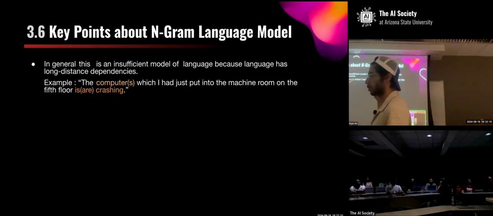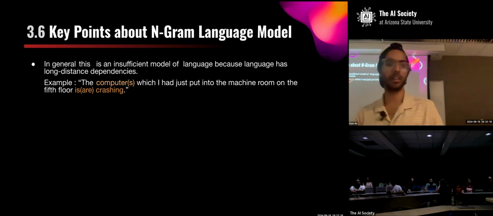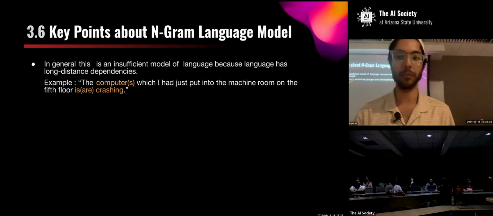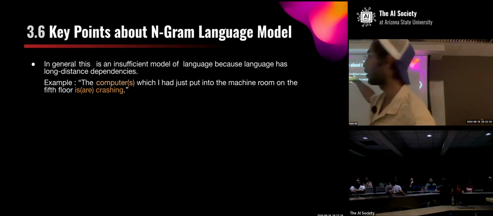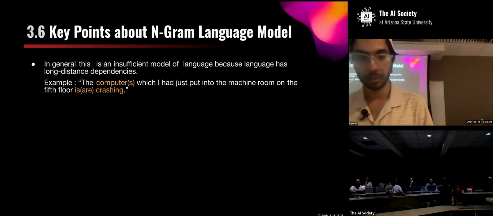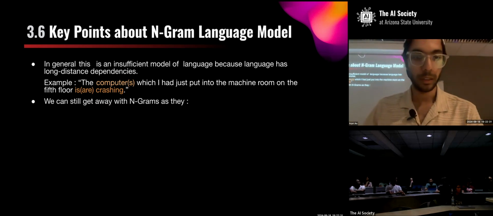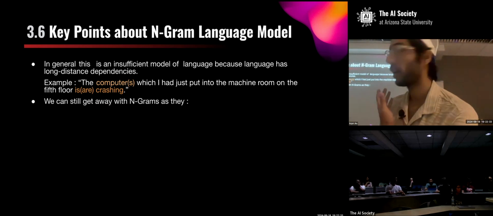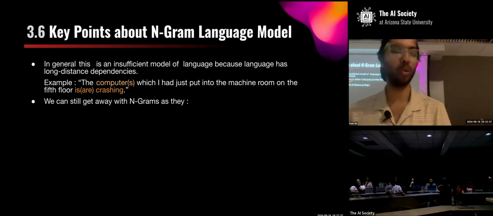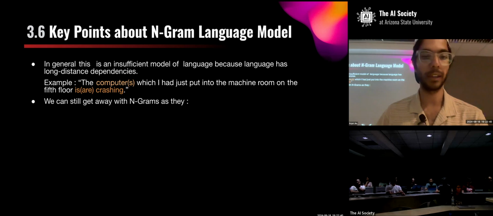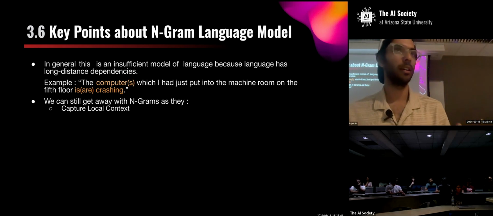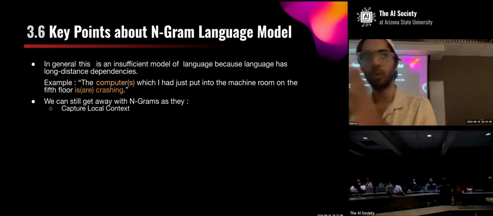I think in the next lecture we'll learn about advanced language models like transformers, which solve this problem by using something known as attention. But if we just ignore this problem of long distance dependency, the n-gram model still works well. With n equal to 3 and 4, you will get a good sentence.